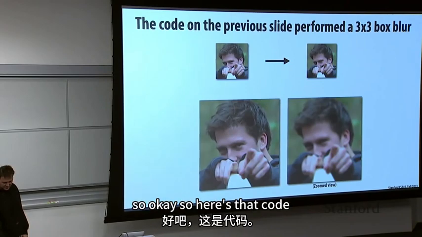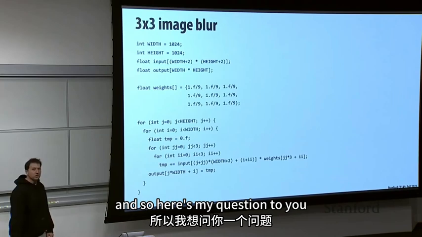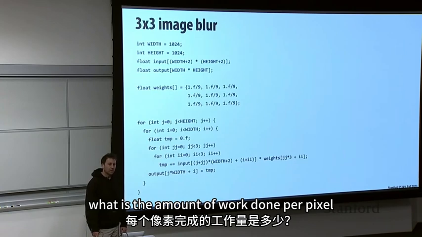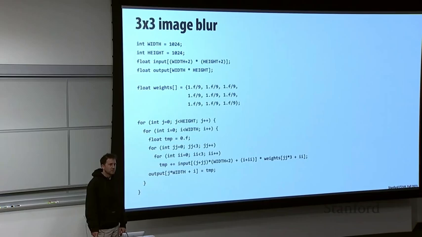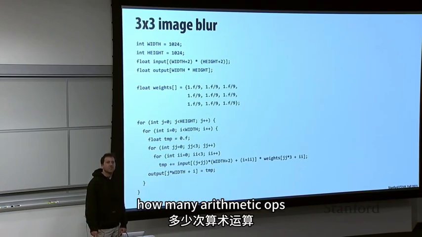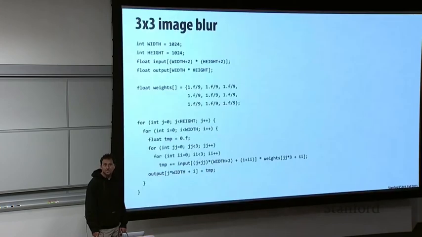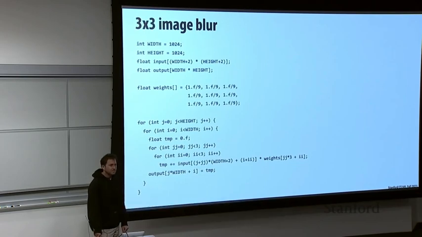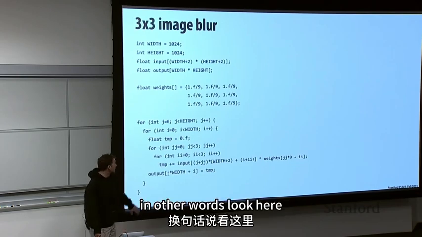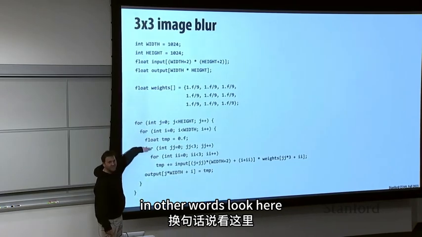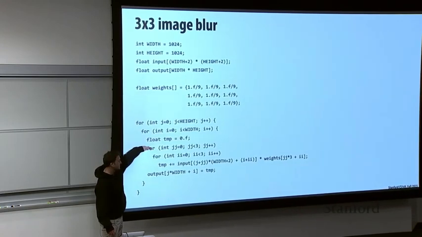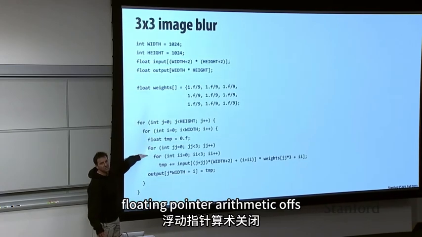All right, so here's that code. Here's my question to you. Let's analyze it a little bit. What is the amount of work done per pixel? How many arithmetic ops? Let's do this again. How many arithmetic ops per pixel? In other words, look here. Shout out. Floating point arithmetic ops.